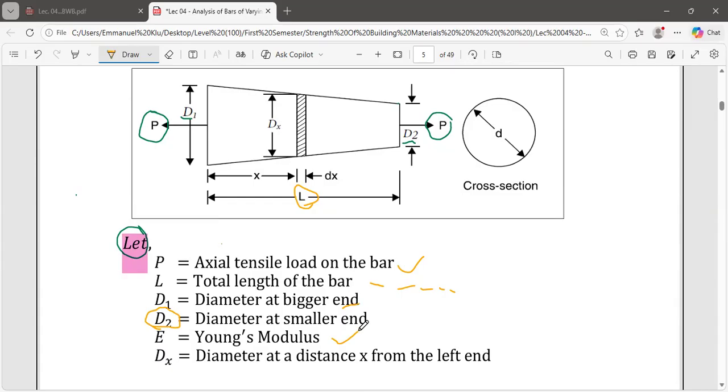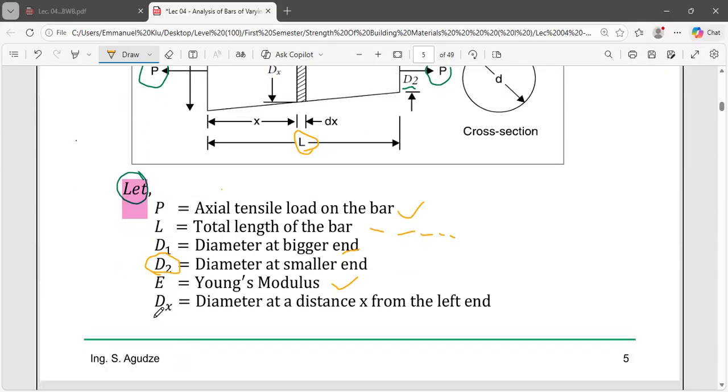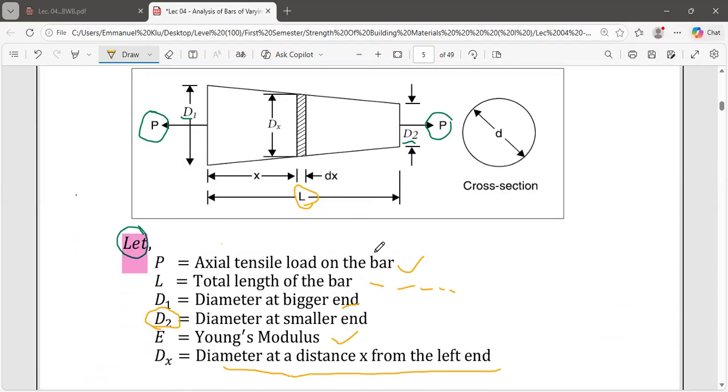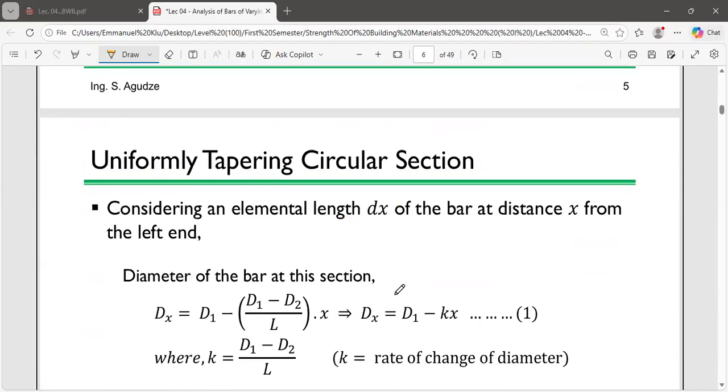In other words, take Hooke's law, very, very important. Finally, dx is the diameter at a distance x from the left end. Okay, at a distance x from the left end, or we can say at a distance x from d1. Okay, that is diameter 1.